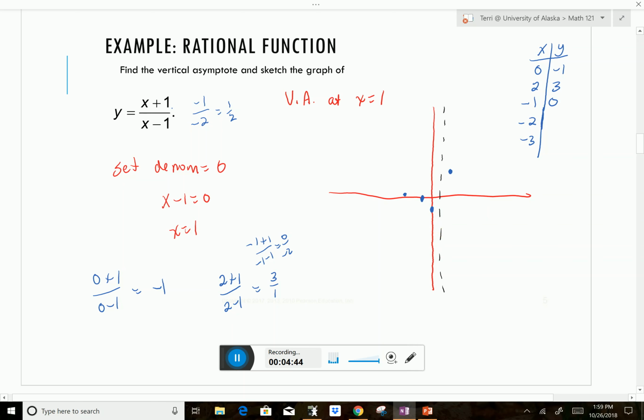What about negative 3? I'm starting to get an idea what this looks like. So negative 3 plus 1 is negative 2. Negative 3 minus 1 is negative 4. Did I get that right? Wait a minute. Make sure this one's right. Negative 2 plus 1 is negative 1. Oh, this should have been 3. Negative 2 minus 1 is negative 3. It should be negative 1/3. That's okay. That's about where it is anyway. And that's 1/2. So it's a little higher. So I'm starting to get an idea what this looks like.